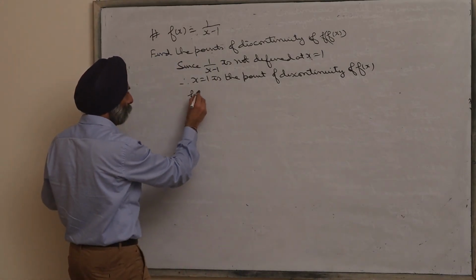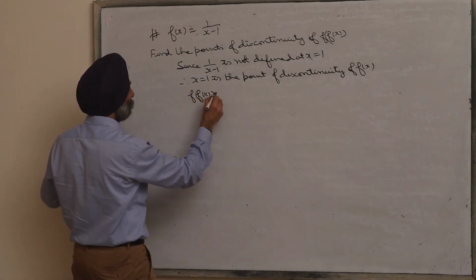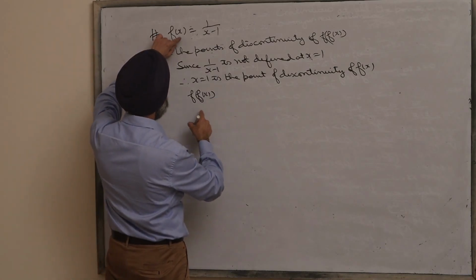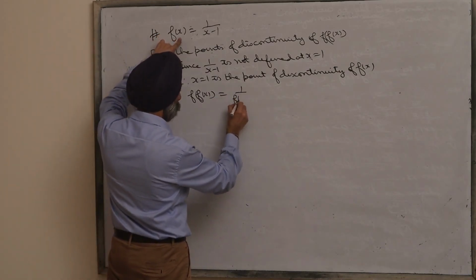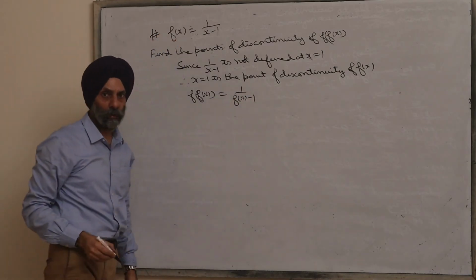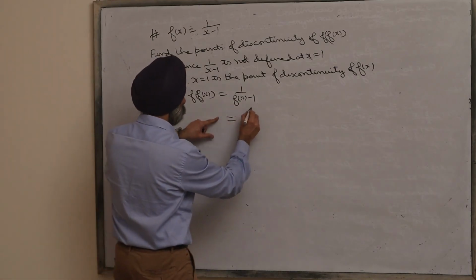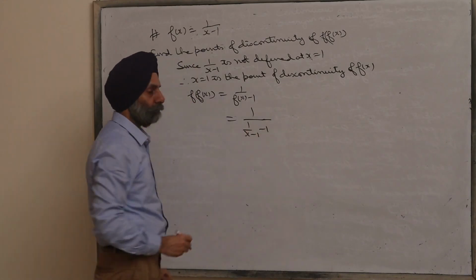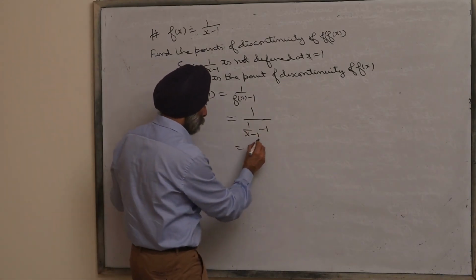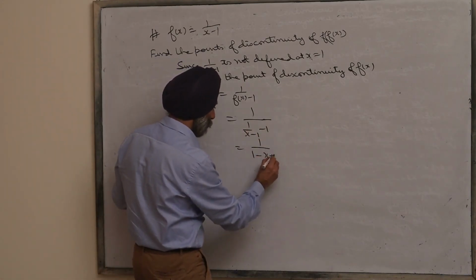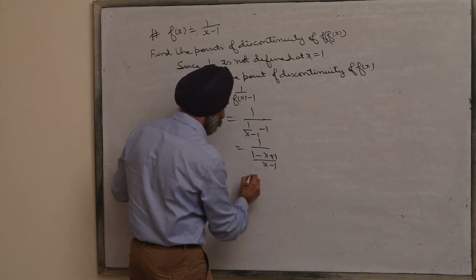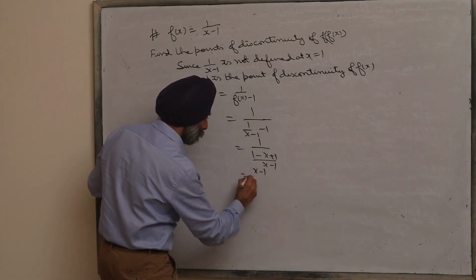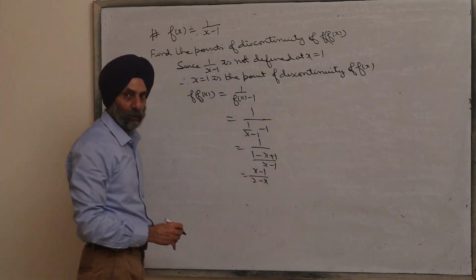Now come to f of x. When we have to find f of x, can I say that it is 1 over fx minus 1? So 1 over fx minus 1 means that it is 1 over (1 over x minus 1) minus 1. So can I write this as 1 over 1 minus 1 upon x minus 1, or it is x minus 1 over 2 minus x.